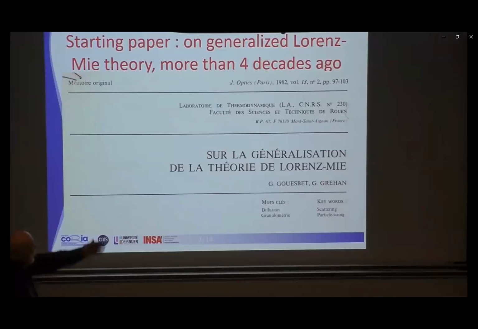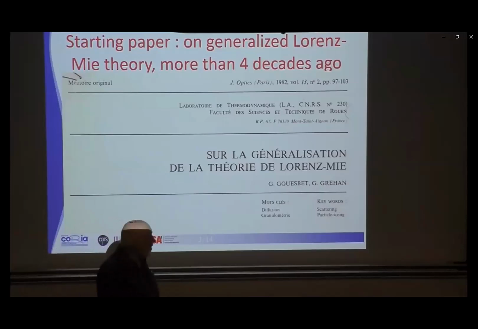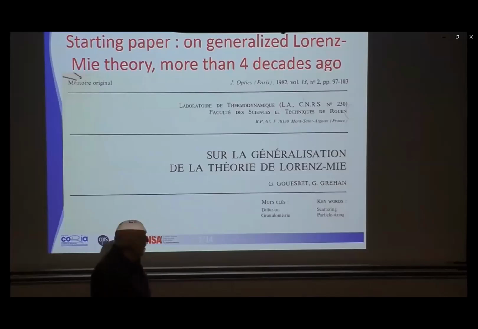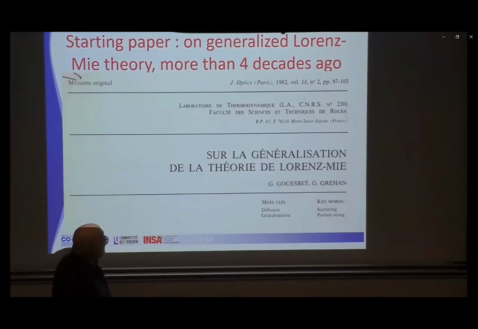And in this paper, the name is in French, Généralisation de Lorenz-Mie, which is very easy to translate, and it's just a generalization of Lorenz-Mie theory. And it discusses the interaction between the laser beam in the on-axis configuration and the spherical particle. So it was the beginning of what is now known as the generalized Lorenz-Mie theory.